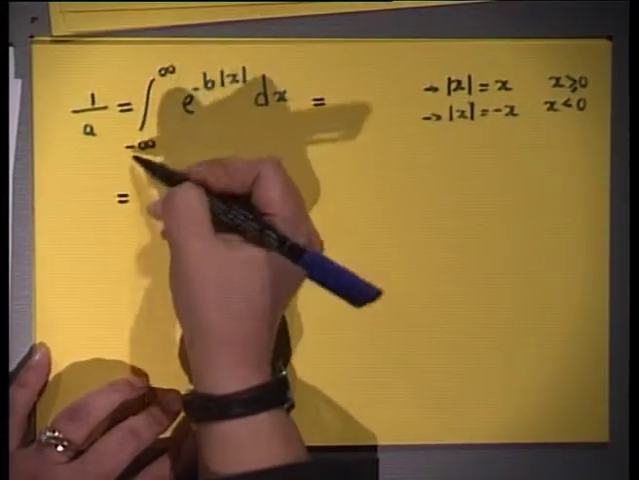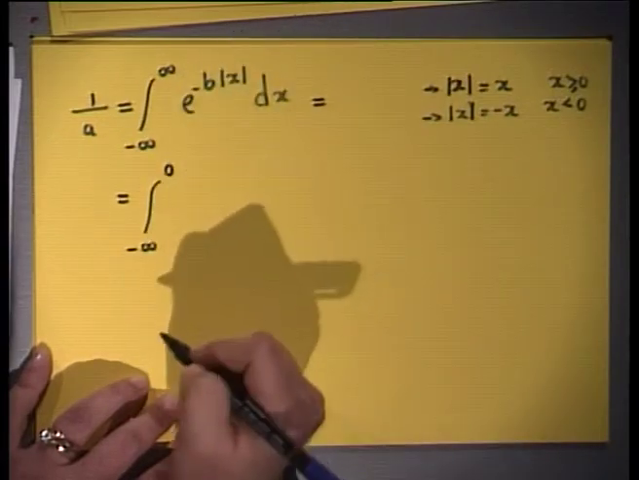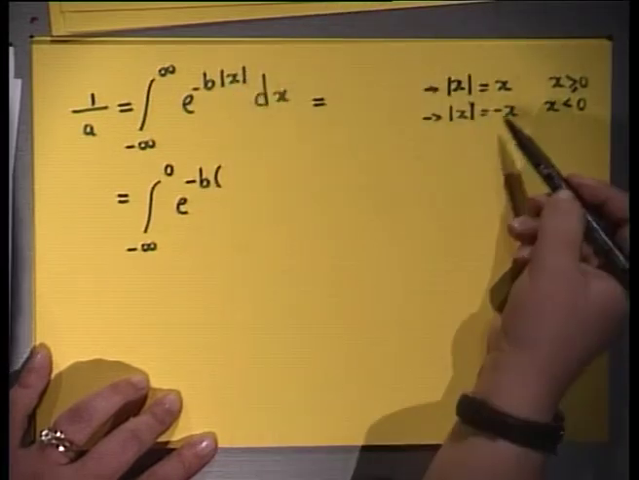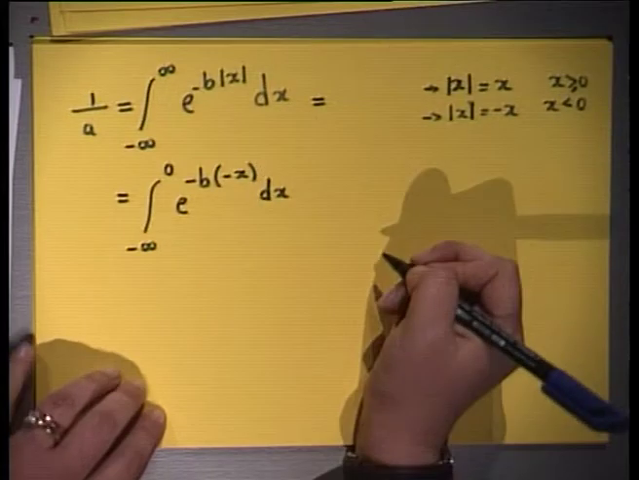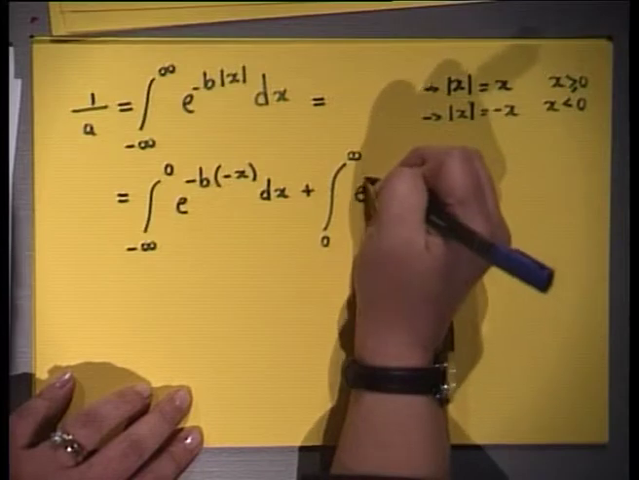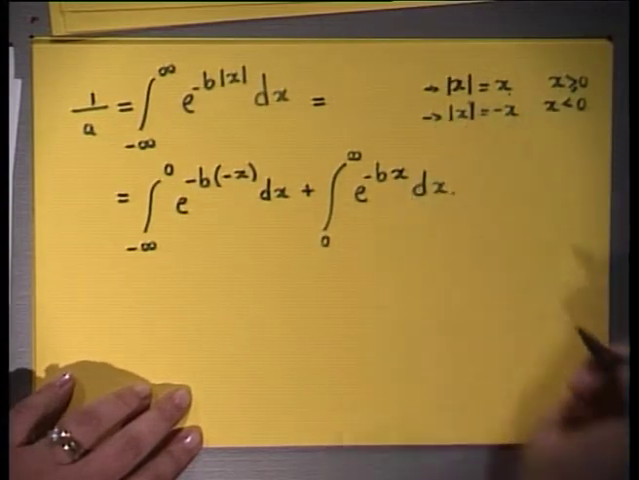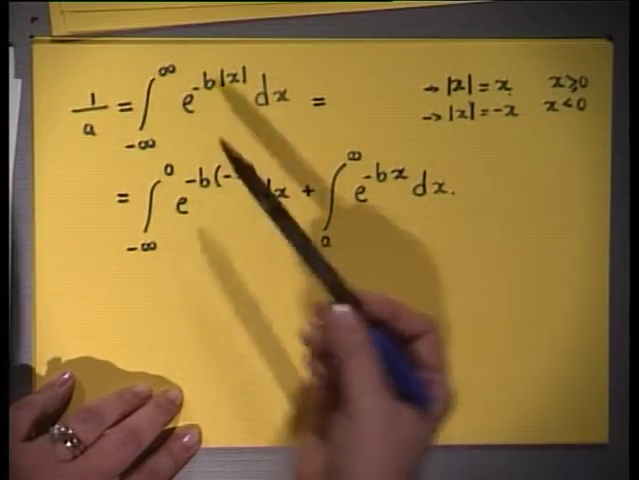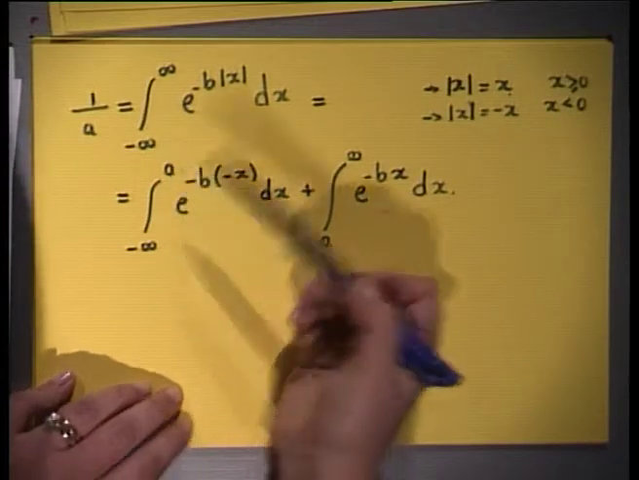So this must be split down to minus infinity to 0, which will be e to the minus b. This will become minus x dx, plus from 0 to infinity a to the minus b x. This is x dx. We see that 0 is included here and here too, but as we said before, it doesn't make any difference, as calculating the probability of x equal to 0 is 0.